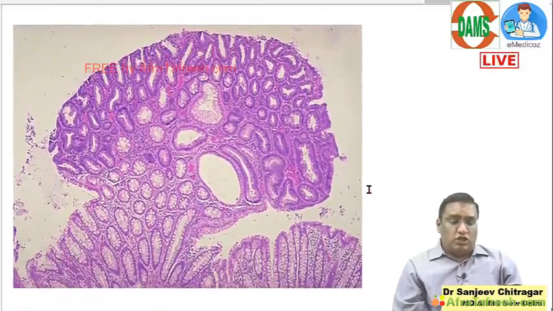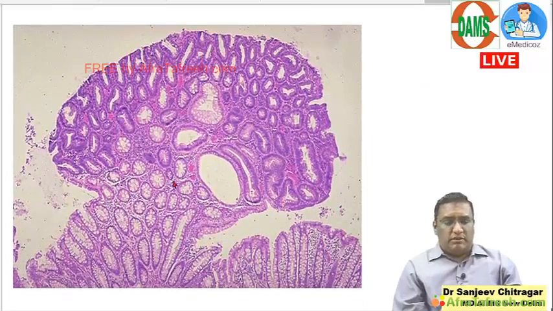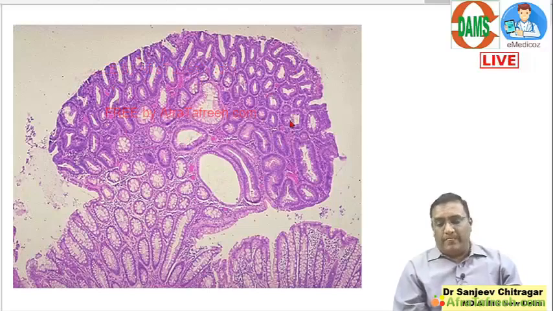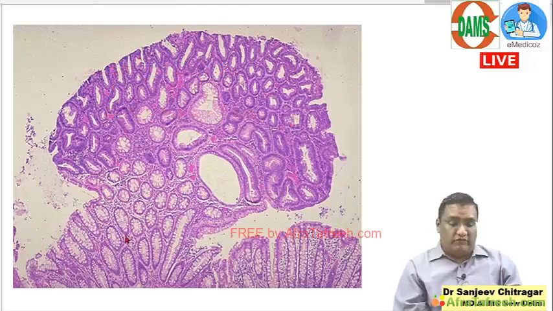Now look at this. This is a polyp which is having a stalk, pedunculated here, and there are branching glands. Some of them are cystically dilated as well. This is your tubular adenoma with a stalk and branching glands seen.